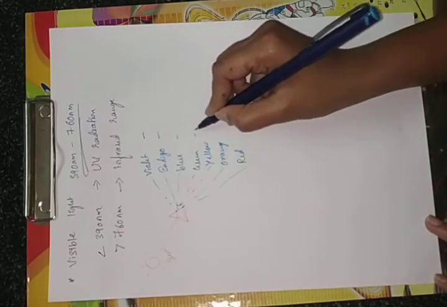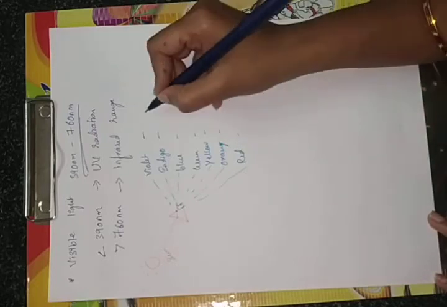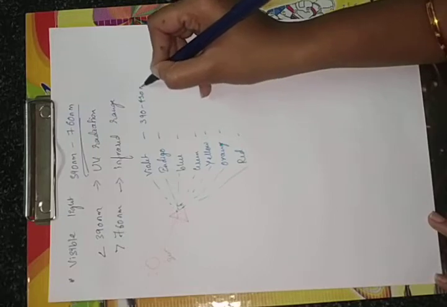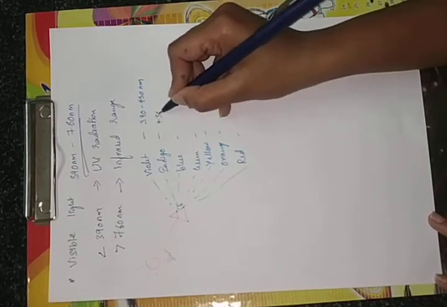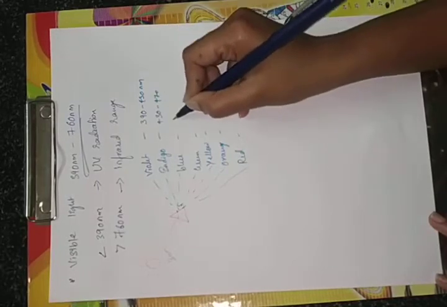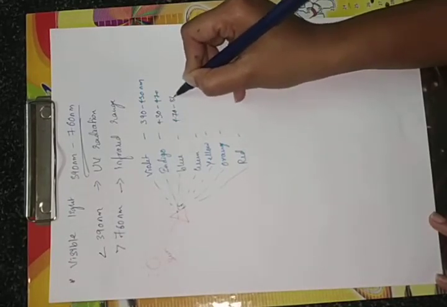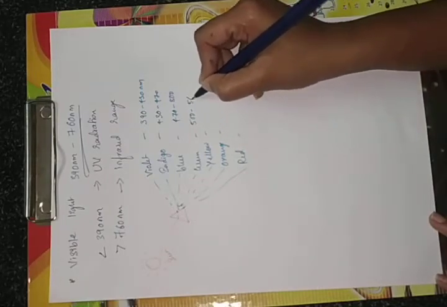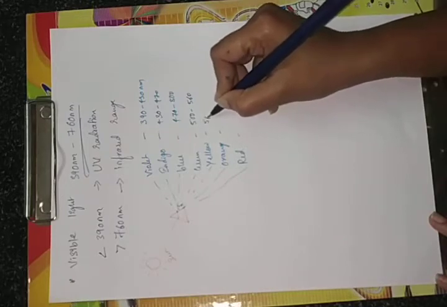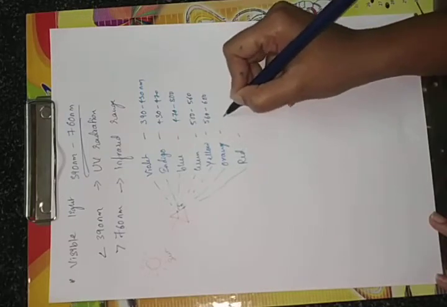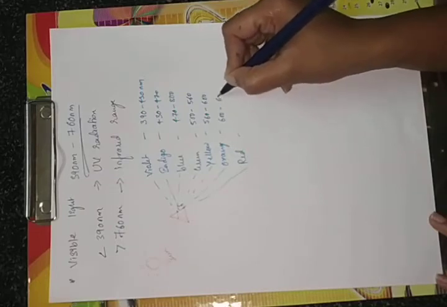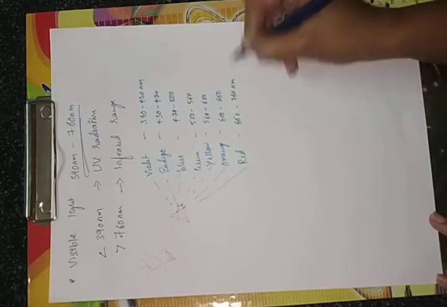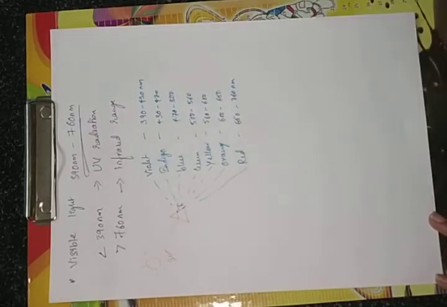For them I am giving you the wavelength. The wavelength of violet is 390 to 430 nanometer, and then indigo 430 to 470, blue 470 to 500 nanometer, and green 500 to 560 nanometer, and then yellow 560 to 600 nanometer, orange 600 to 650 nanometer, red is 650 to 760 nanometer. This is actually the spectrum line. Okay?